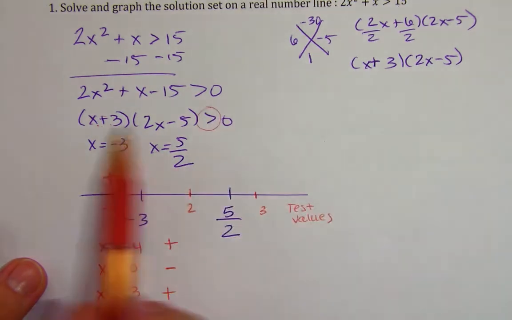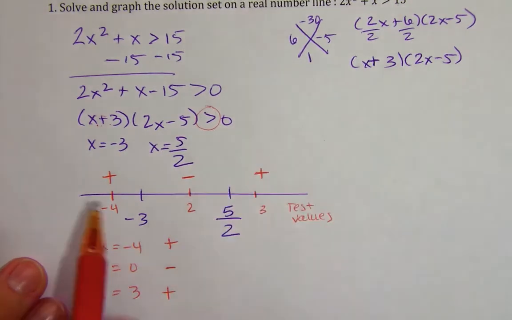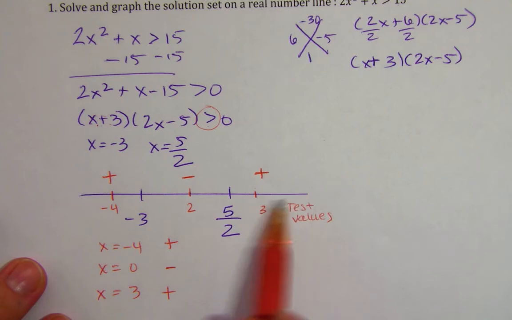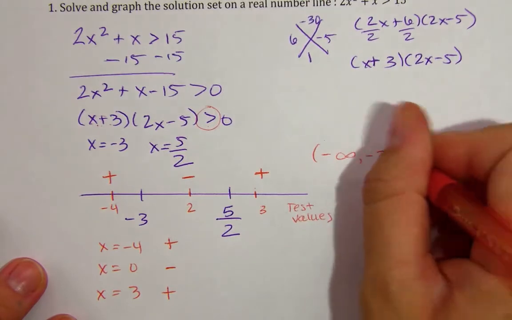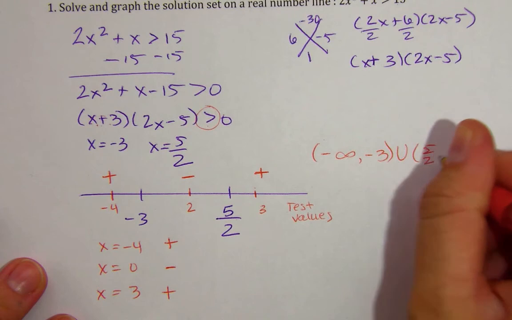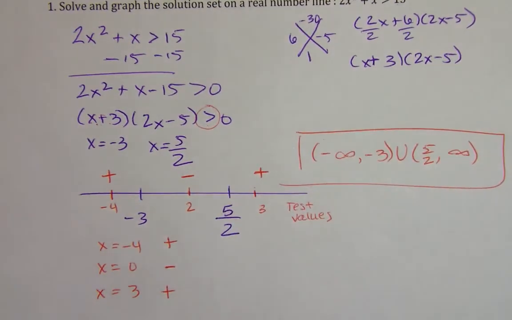Now I'm wanting values that are greater than 0. I want the positive values. So I'm looking on my interval here, where is my function positive? And because it's strictly greater than 0, not equal to 0, I'm going to have all of these values and all of these values, but not include my actual boundary points. So I have from negative infinity all the way to negative 3, and I'm going to use a parenthesis because we're not including negative 3, union 5 over 2 to infinity. And that is my solution, and then I should also see your graph there. Okay, so that's the answer to that first example.